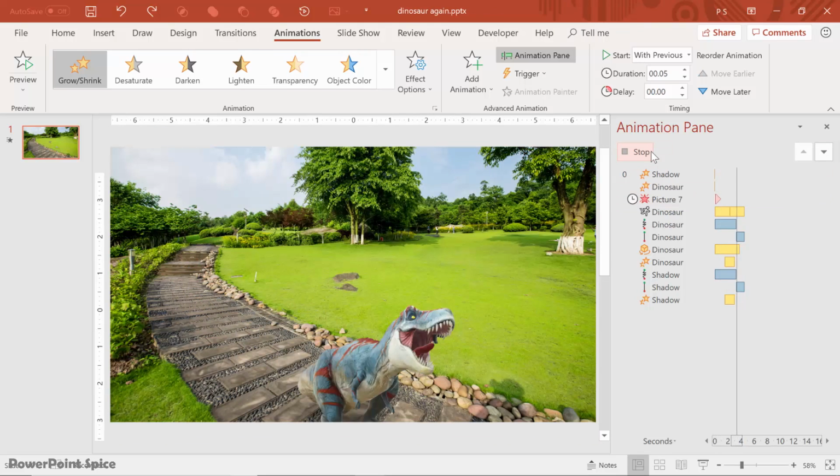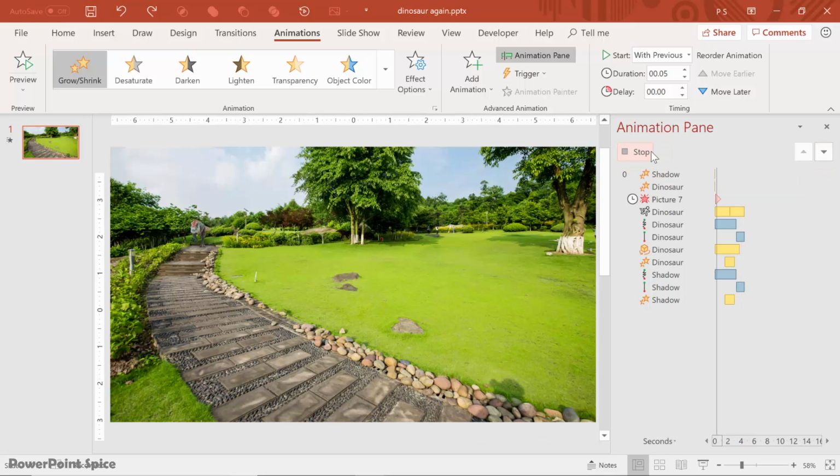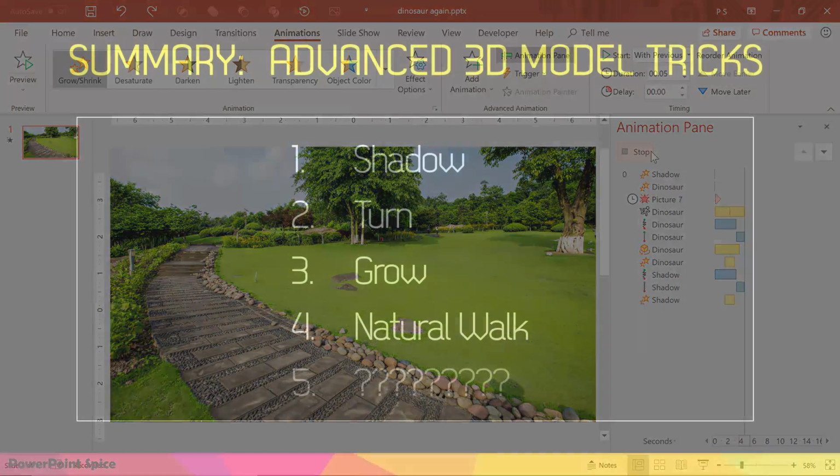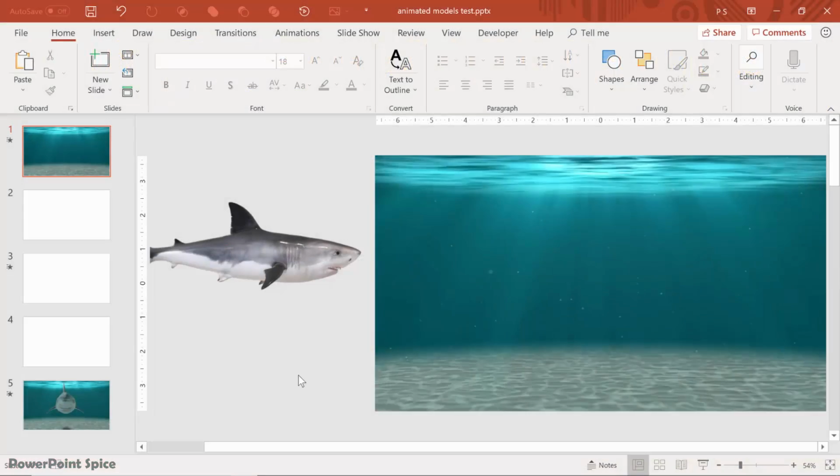So if you're a professional designer or animator and you can think of other ways to improve the realism of this dinosaur sequence, let me know in the comments. For now, let's go to the final advanced trick and go to the shark here.